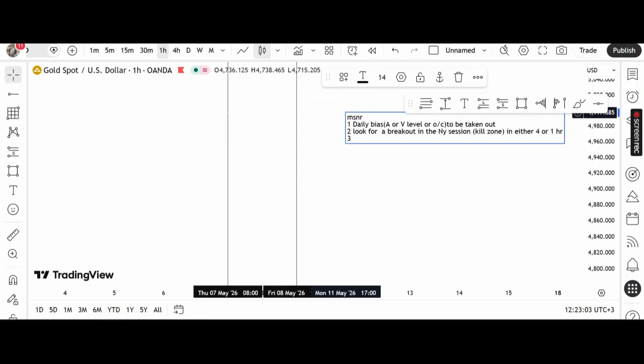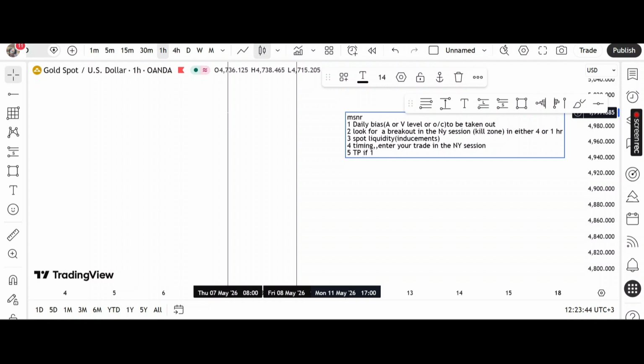Three, you spot liquidity. I've talked about this in my previous videos, I don't want to dwell much on it. You spot liquidity, or other people might call it inducements. And the last thing, timing. You enter your trade in the New York session, specifically. TP.